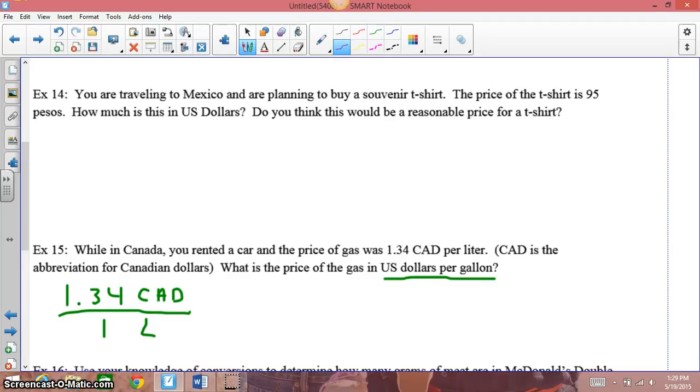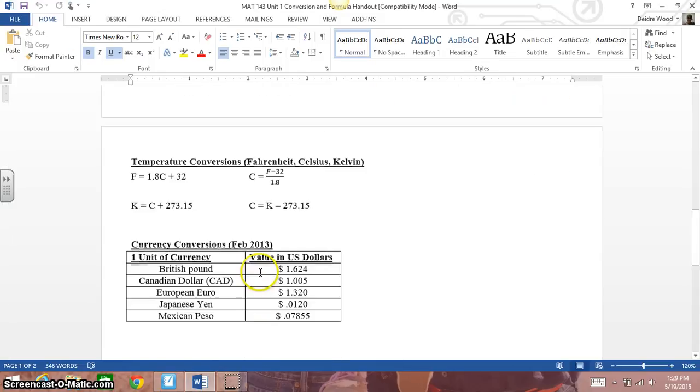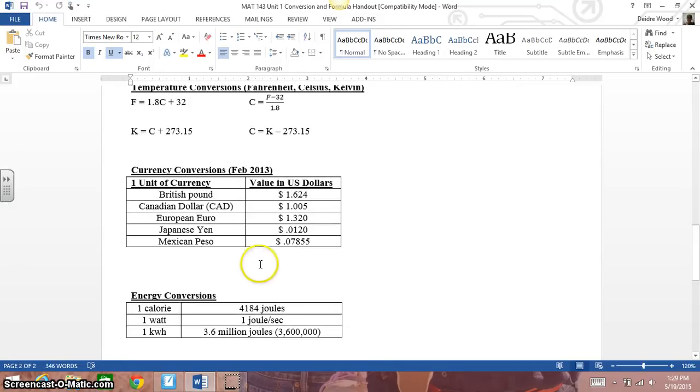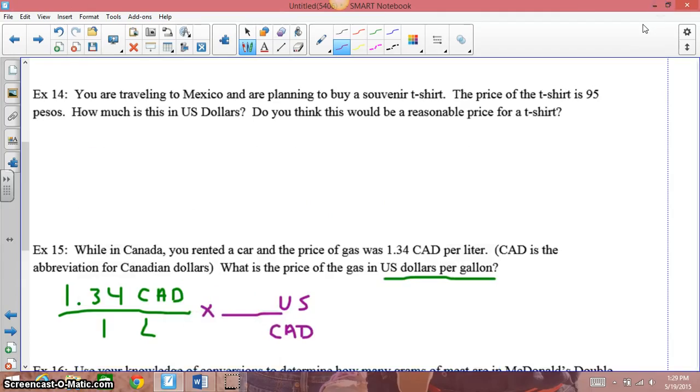I'm going to start up top with getting rid of the Canadian money to US. So if you want to get rid of the Canadian money, you put Canadian on the bottom. And you can go directly from Canadian to US. That's on the second page of your formula sheet, and you'll notice here that 1 Canadian dollar is equal to 1.005 US dollars. So coming back here, 1 Canadian dollar is equal to 1.005 US dollars. That way then Canadian has canceled out. I have US dollars now at that point.